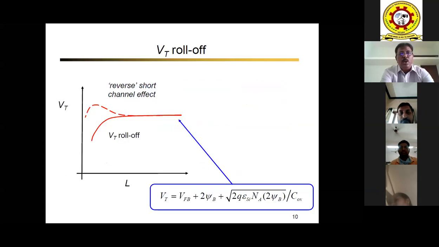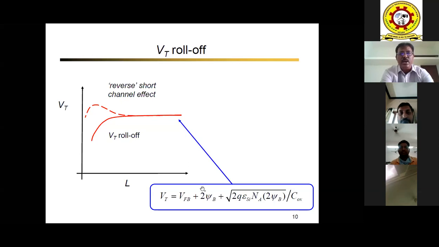Okay, one more short channel effect is VT roll-off. As I said earlier, your threshold voltage is actually reduced by a certain parameter, right? So the delta VT is called VT roll-off. How much it is reduced, and what is the physical relationship between the amount of the gate voltage as well as your channel length? We have conventional methods, and a lot of research is done in this area.